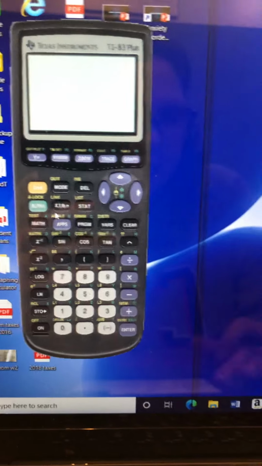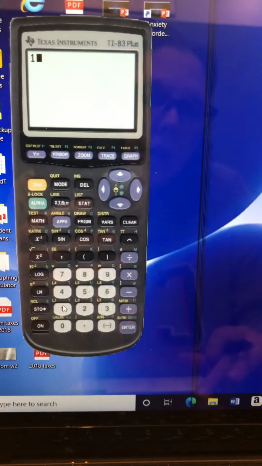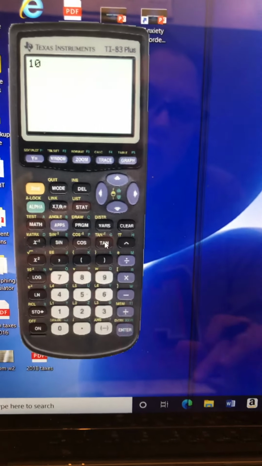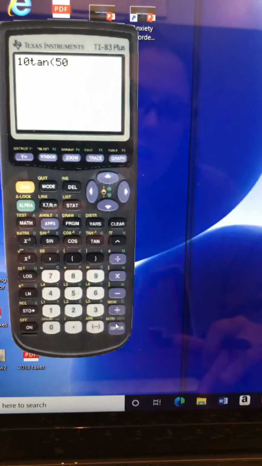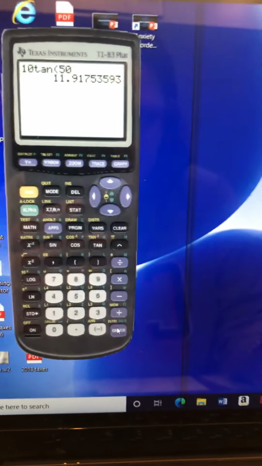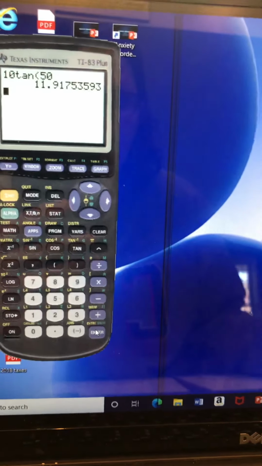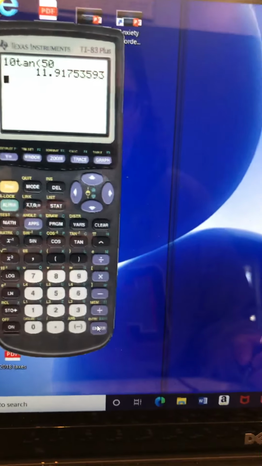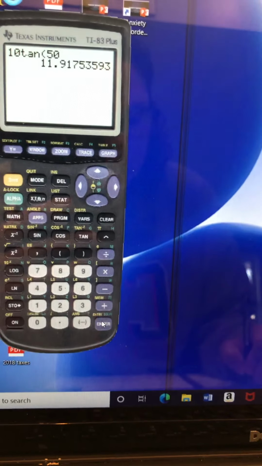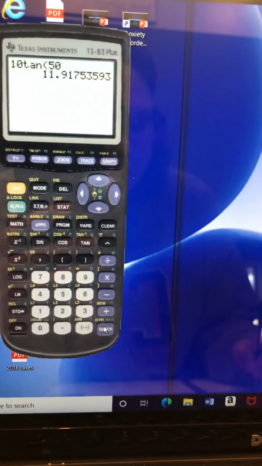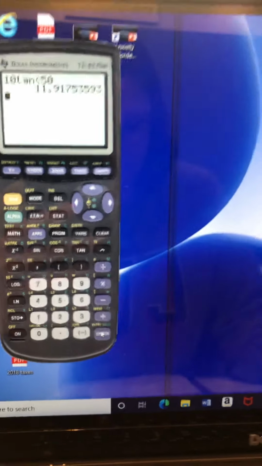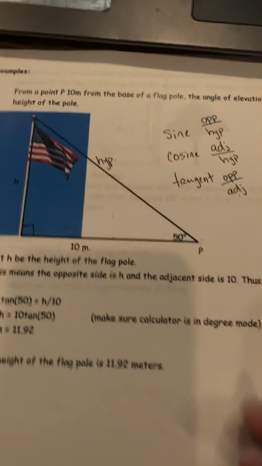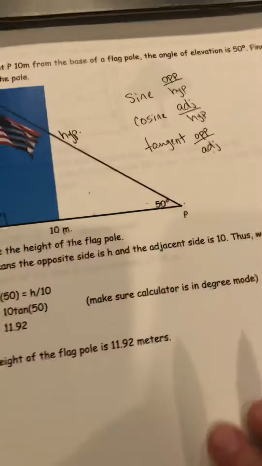So I'm going to type in 10 times the tangent of 50, in degree mode as I just told it. And it tells me that H is 11.92, rounded to two decimals, meters in this case. So the height of your flagpole is 11.92 meters.